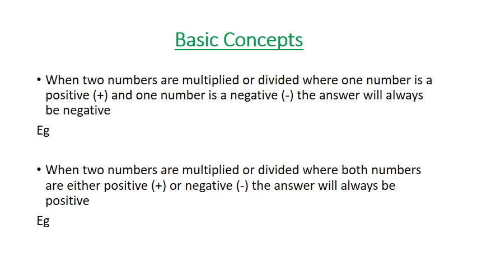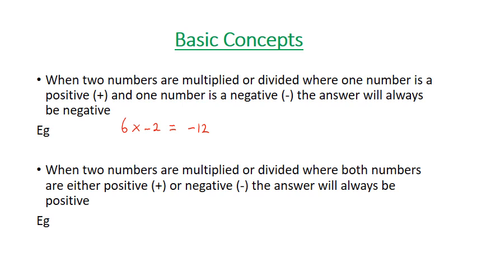When we have one number that's positive and one number that's negative, for example positive 6 multiplied by negative 2, we have one positive number which is a 6, one negative number which is negative 2. Our answer is always going to be a negative number. In this case 6 times 2 is 12, so our answer is negative 12.